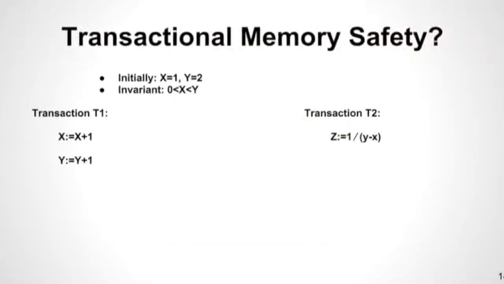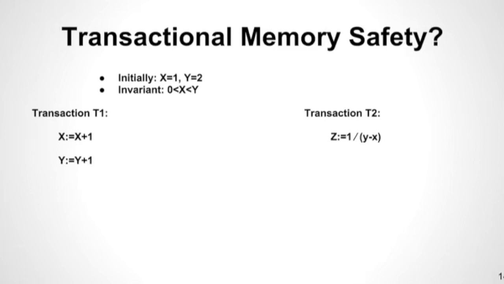Here's another example. Initially, we begin with this invariant: two data items, x equal to 1 and y equal to 2. And you have two transactions which are running concurrently. Transaction T1 is reading this element x and trying to atomically increment it, and it's trying to atomically increment the element y. And there is a concurrent transaction, which is basically trying to do 1 by y over x for some reason.